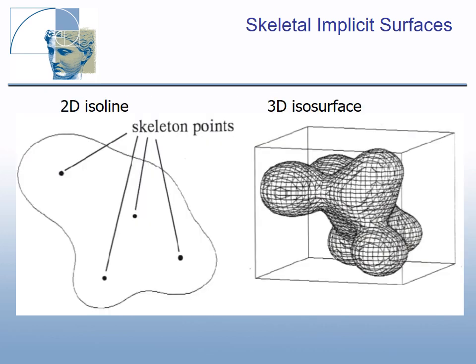When we put several field sources in space, the surfaces of the constant field value become smoothly blended spheres, as shown in the two-dimensional example at the left and in the three-dimensional example at the right. Note that just 6 skeletal points make a quite complex surface.